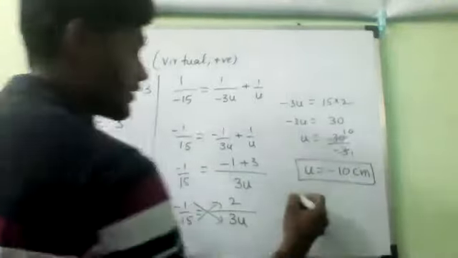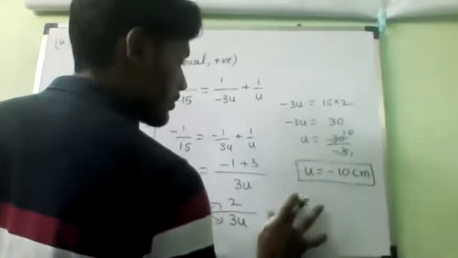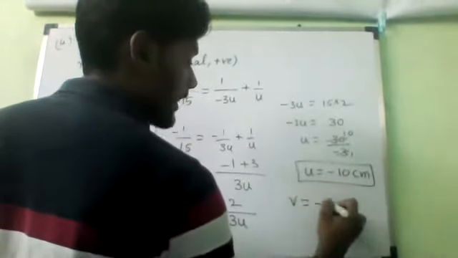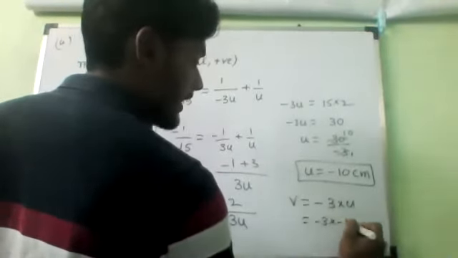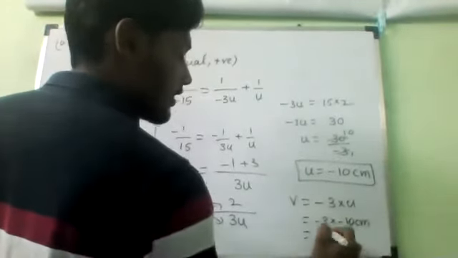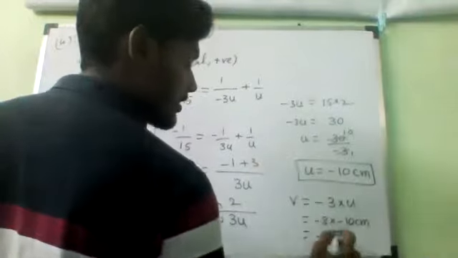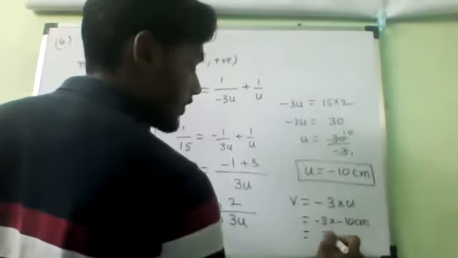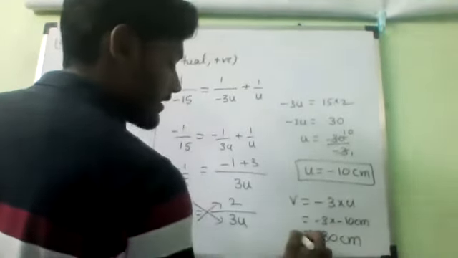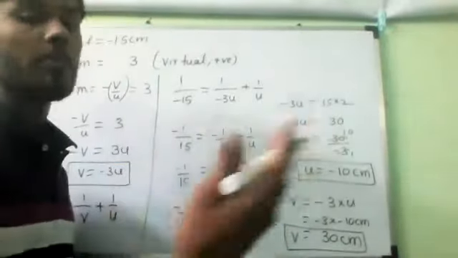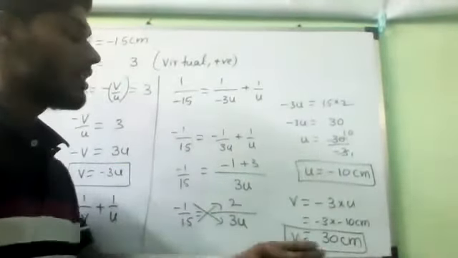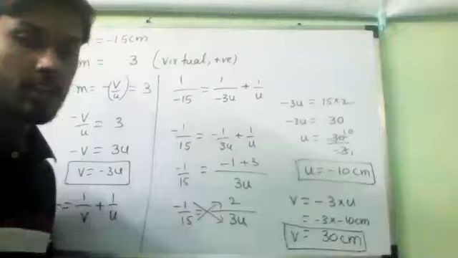As we know, v equals minus 3 into u. So minus 3 into minus 10 centimeter. Minus into minus is how much? Plus. So v is positive. Is it true or not? Yes, v is positive, so the image is forming behind the mirror. So our answer is correct, yes or no?